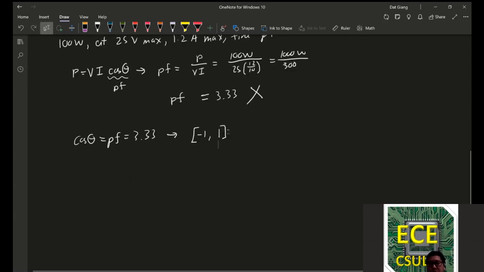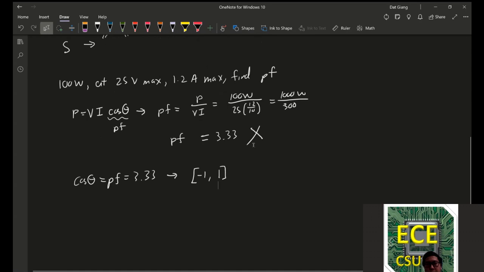So let's adjust the numbers a little bit. Instead of 25 volts, let's say 250 volts. Now this quantity becomes 1,000 over 3,000, or 0.33. That's more reasonable. It's not close to 1, so it's not that efficient, but it's okay.